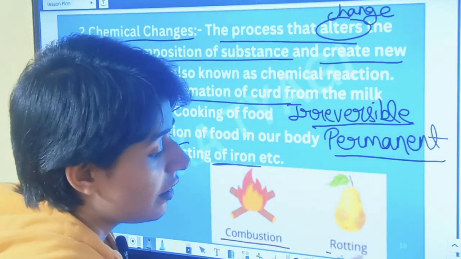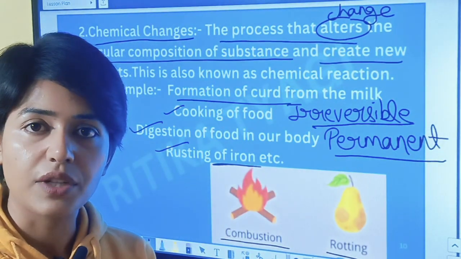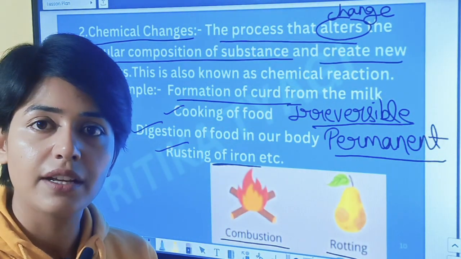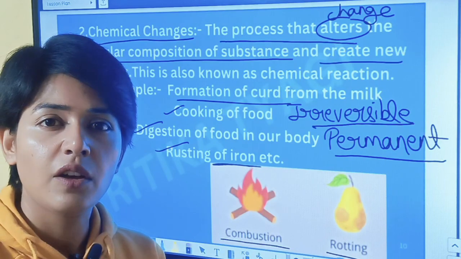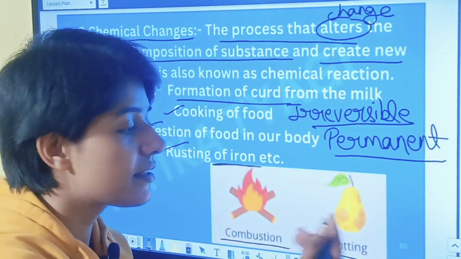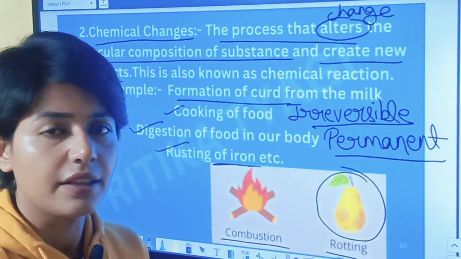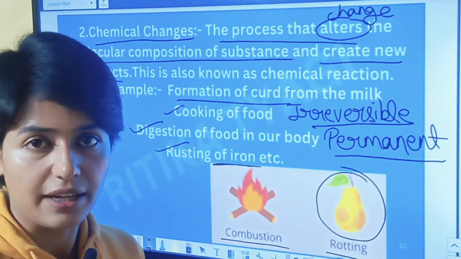Similarly, combustion and rotting. Combustion means burning. When we burn a substance, it cannot be gotten back. It is split up into two or more substances. Next is rotting. Rotting means decay. If a fruit or a vegetable rots, then it cannot be fresh again.